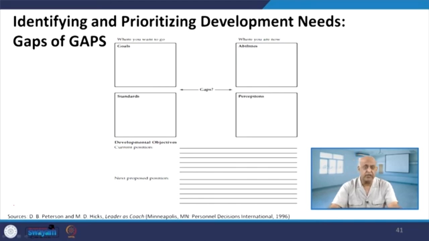Here I would also like to connect the job description, because goals in the organization will be a particular job. And for that particular job description, you have to develop the KSA model: knowledge, attitude, skills. So, those are the abilities which you want to develop, right? In that case, you identify those abilities.